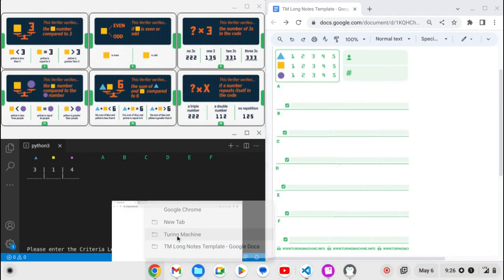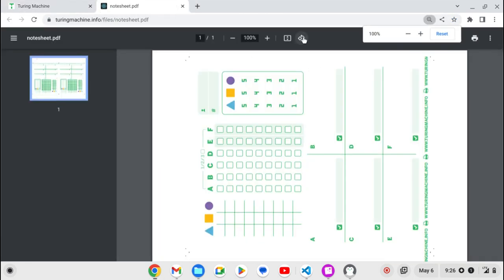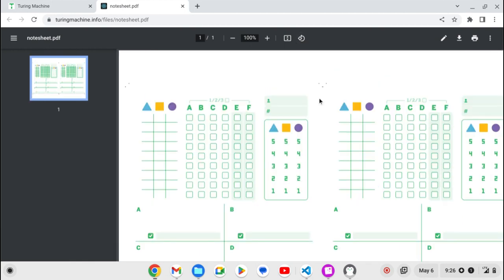But before we begin play, I invite you to go to turingmachine.info and download the note sheet. If you notice, I've adapted the note sheet to accommodate my screen. I wrote a program that'll keep track of my proposals and the responses by the Turing machine. I moved the digit selection portion to the top and wrote all of my notes vertically.